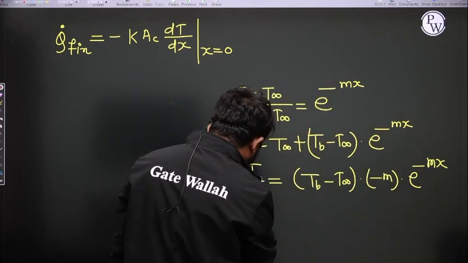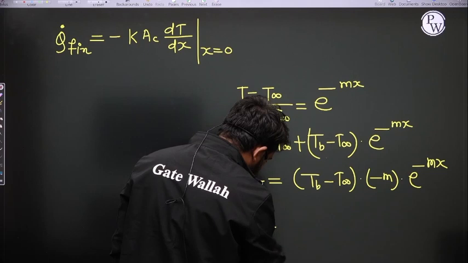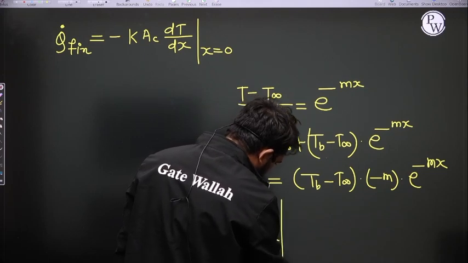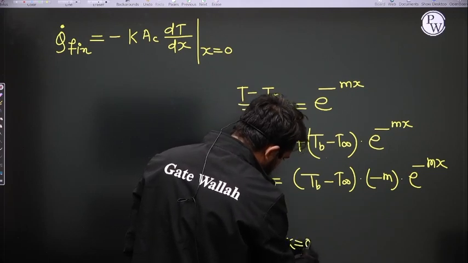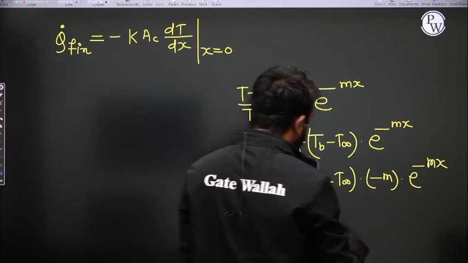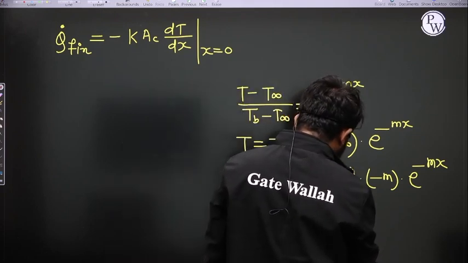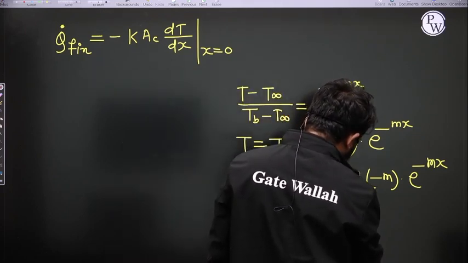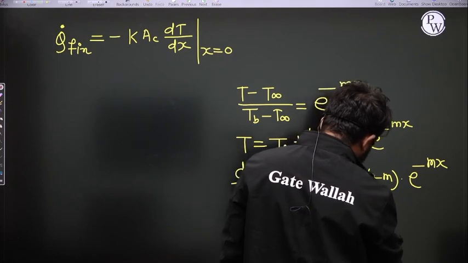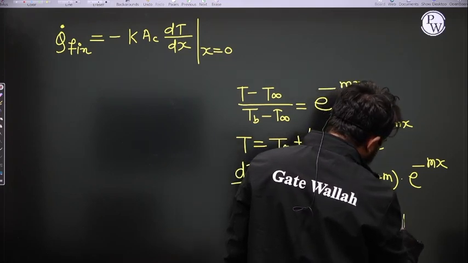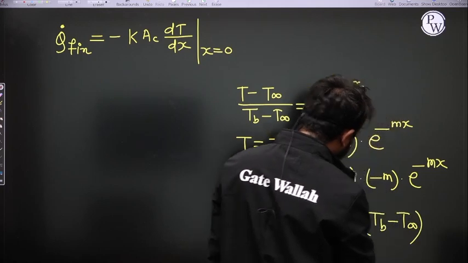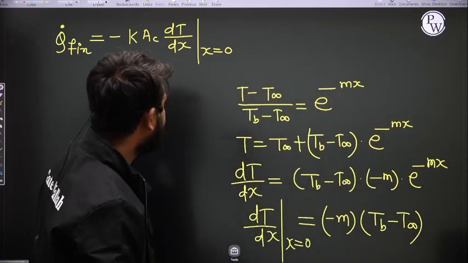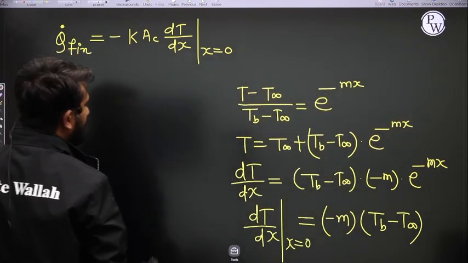Now dT by dx at x equal to 0 is minus m (Tb minus T infinity). Is it fine?